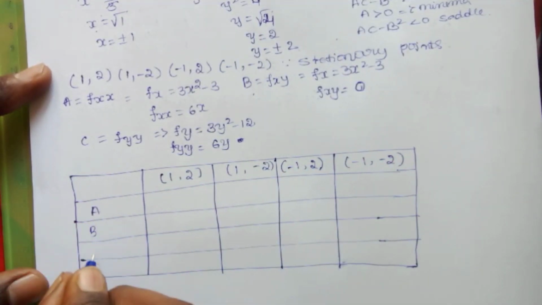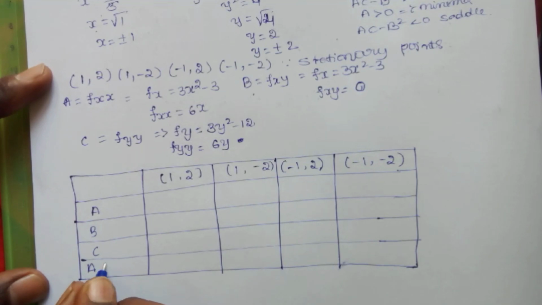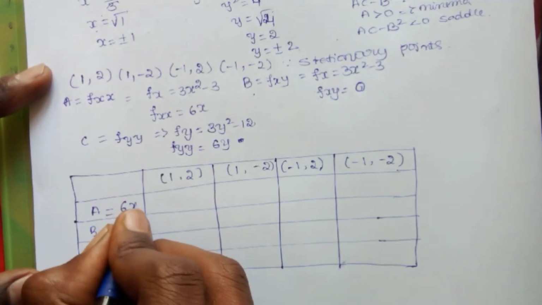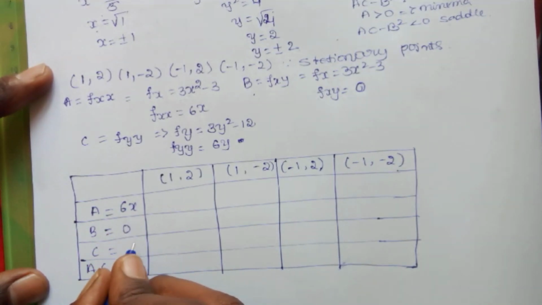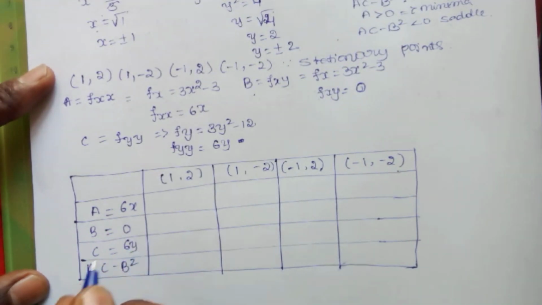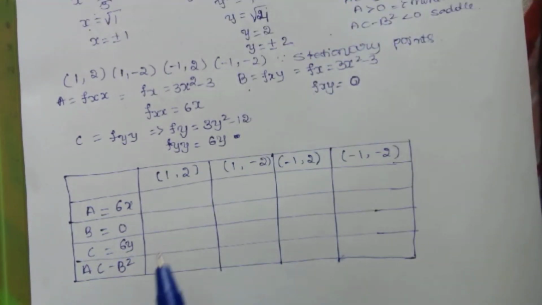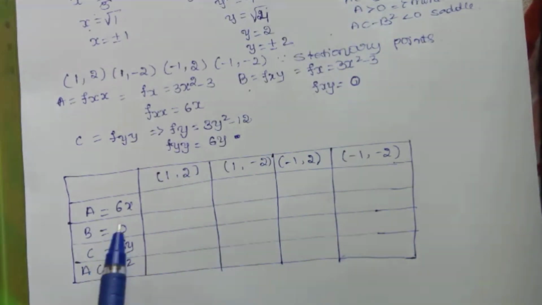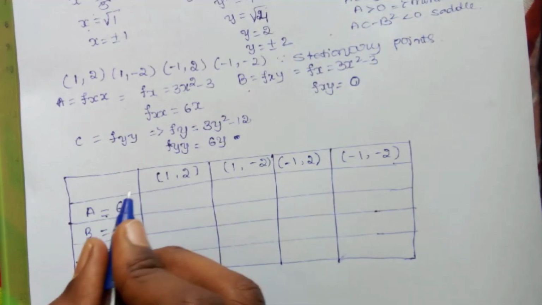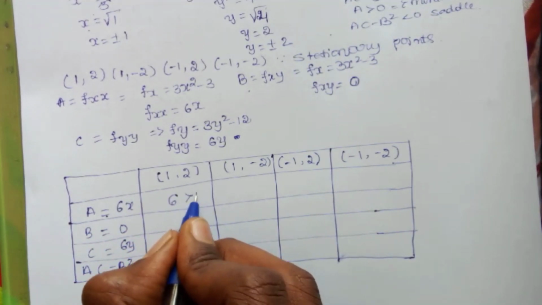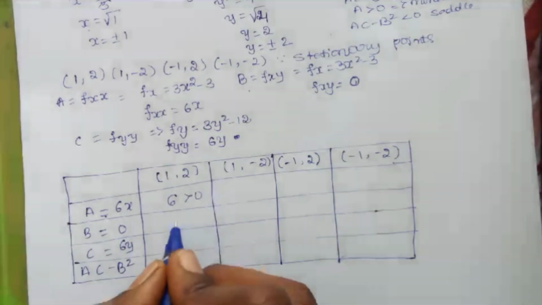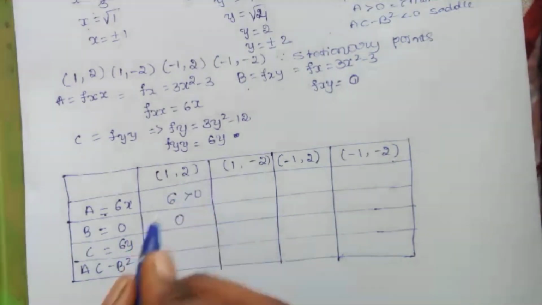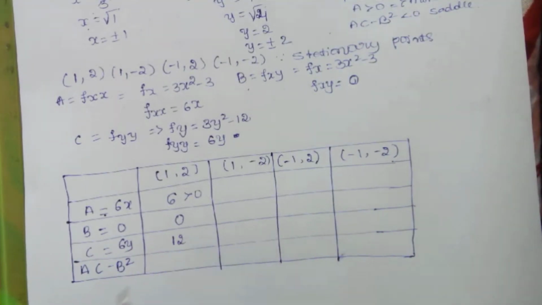So a, b, c, then ac minus b square. What do we get for a? A is equal to 6x, b is equal to 0, and c is equal to 6y. This is the table we need to remember. So the first value represents x, as we know, and then the next represents y. A is equal to 6x means 6 ones are 6, which is greater than 0. Then b is equal to 0, so it should be 0. C is equal to 6y, the y value is 2, 6 twos are 12.